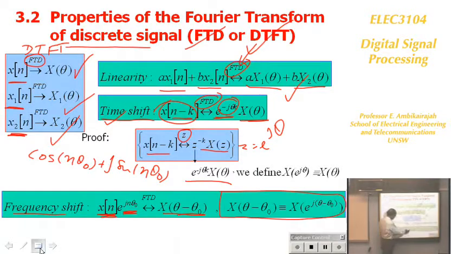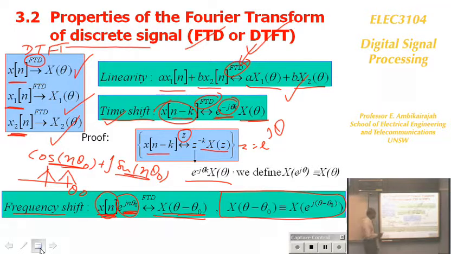What does this tell you? It tells you that if I have X(theta) like that, then X(theta minus theta naught) is shifted, so if theta naught is there, this is shifted somewhere here. So that's what happened. When you take your time signal and multiply by a complex function, you will get this frequency shift.